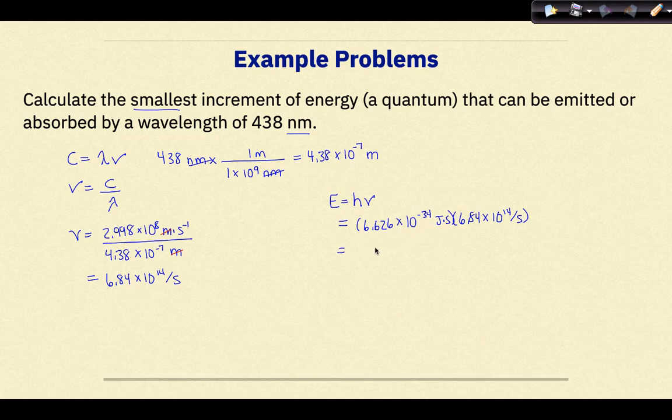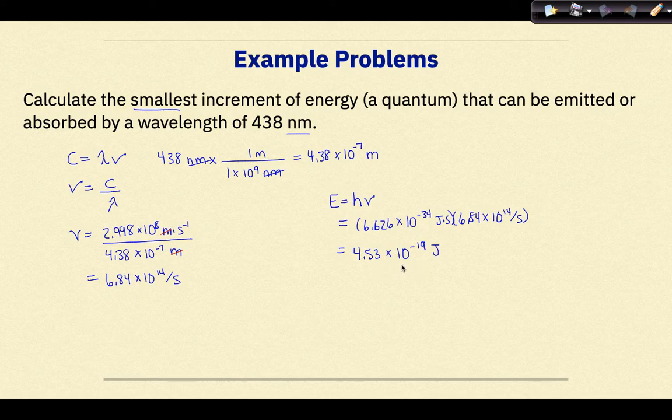And so when I work this out, it'll be 4.53 times 10 to the negative 19th joules of energy. And that is how I figured out how to calculate the smallest increment of energy that can be emitted or absorbed by a wavelength of 438 nanometers.